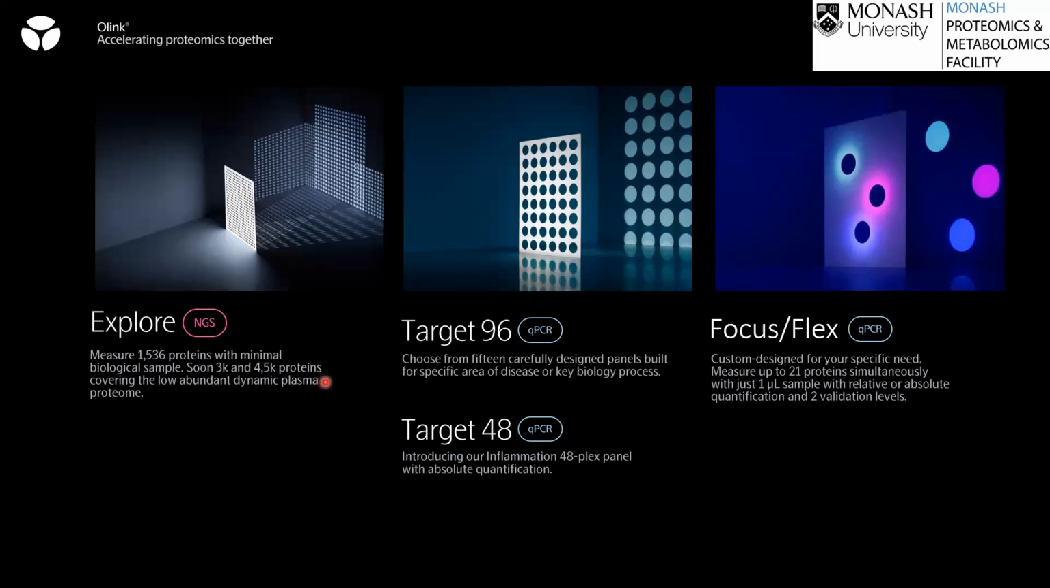There's also a more targeted panel called Target 96 or Target 48, and these are pre-designed panels. So we have panels, for example, for oncology or immuno-oncology, cardiovascular or inflammation as well. We even have a panel for mouse. And then the last panel is called Flex or Focus, which are custom-made panels, so you can pick and choose which protein biomarkers you want to measure in your sample.